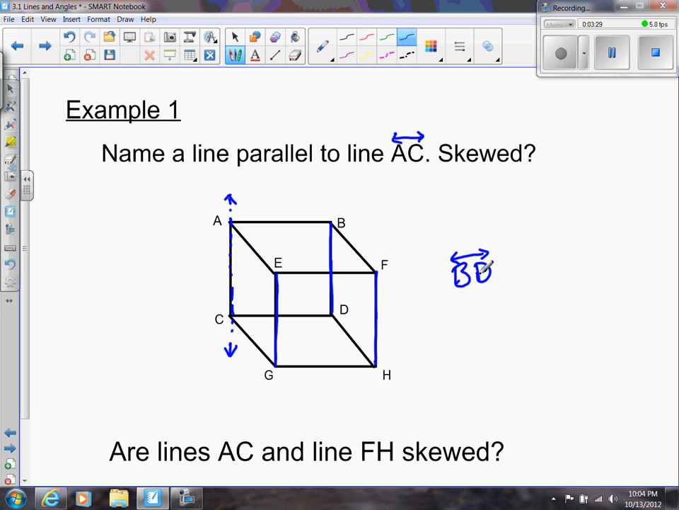Now a skew line. I'll do skew in red. Remember, I don't want it to intersect, and it can't be any of these 3 parallel lines. So line EF would be a skew line. Line GH also. These lines over here would not intersect this one. They're not parallel, and they do not intersect. So you get to pick your choice. Line EF is skew. Lines AC and FH, we've got to find them. AC, that's this one. FH, this one. Those lines would not be skew. Those lines are parallel.